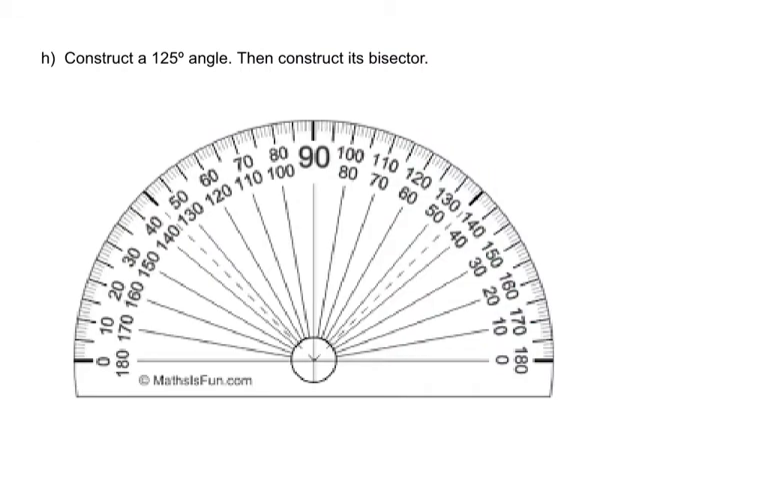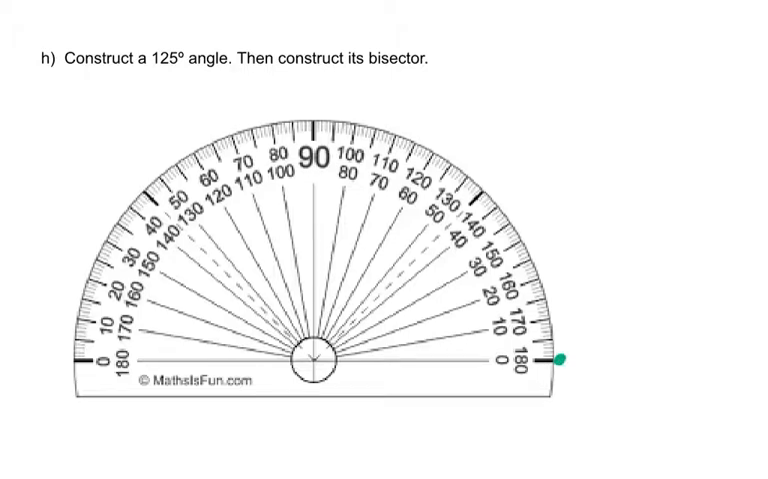Okay, now we get to construct an angle. Construct means draw or make. So this is a protractor. If you notice, it's the same on the inside and the outside. They both go to 180. It depends on which side you want to start from. So first it says construct a 125 degree angle. So I'm going to start here. This might be a little bit harder for me.